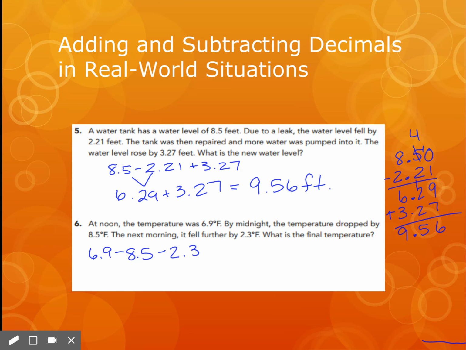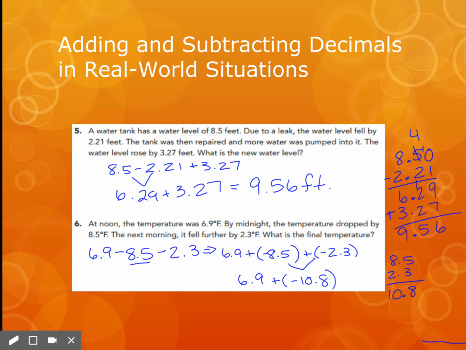In this case, because this number here that I'm subtracting is larger than my first one, I am going to change it to addition. So this is equivalent to 6.9 plus a negative 8.5 plus a negative 2.3. So first I'm going to start by adding my two negatives. So 8.5 plus 2.3 is 10.8. So now I have 6.9 plus a negative 10.8.